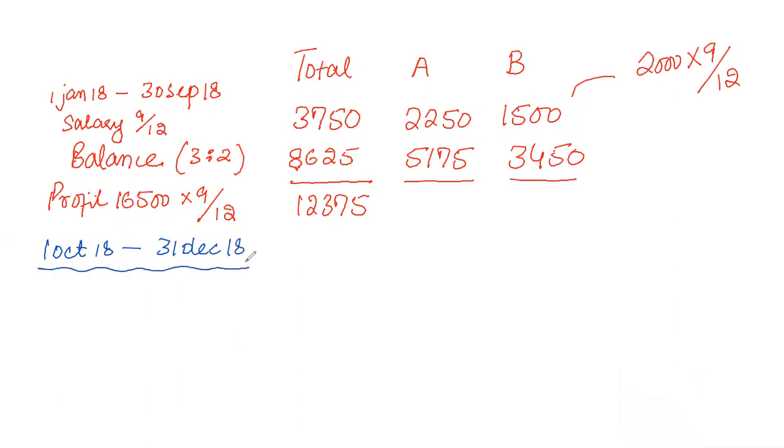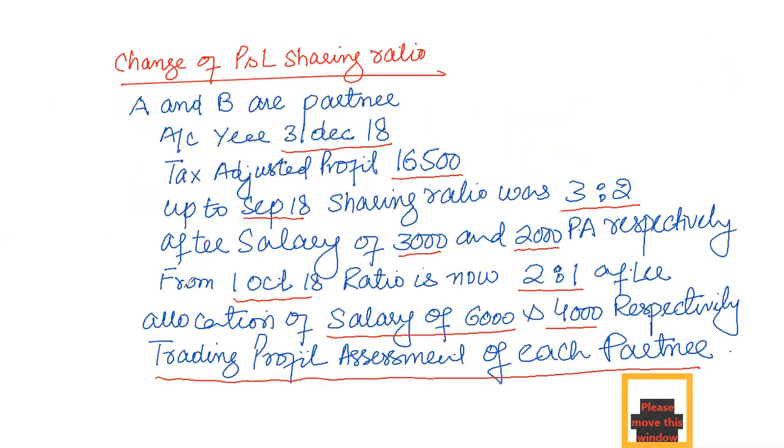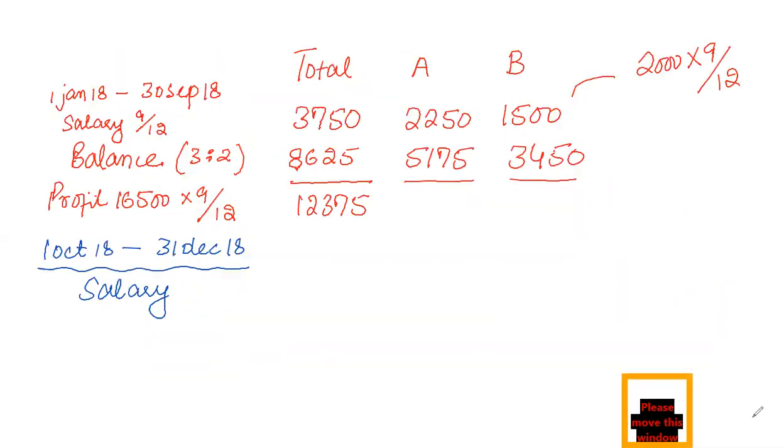This is the next period. So again, you have to split salary because the salary has been changed now. And now the salary is 6,000 and 4,000 respectively. So for 6,000 and 4,000, the relevant share is 1,500 and 1,000. So total salary for the 3-month period of both partners is 2,500.